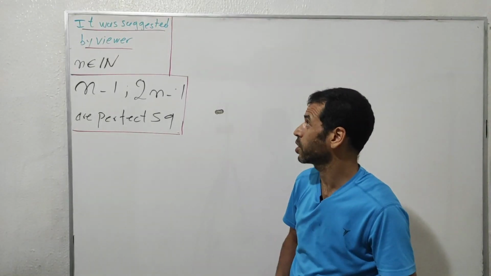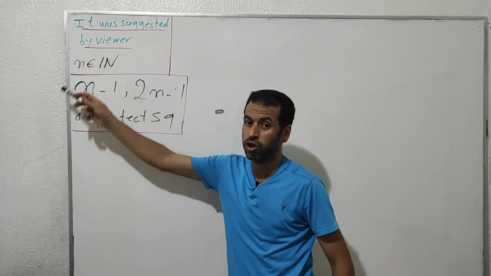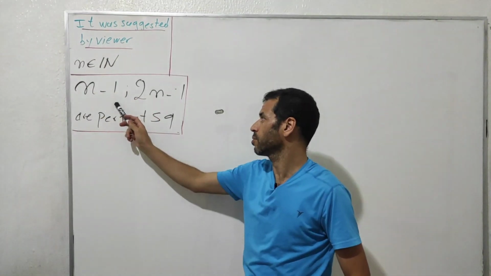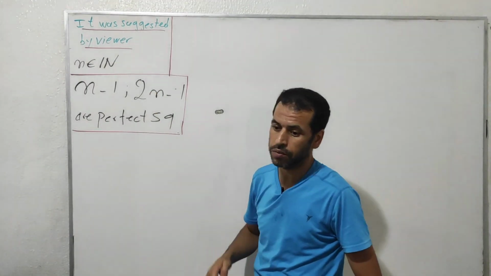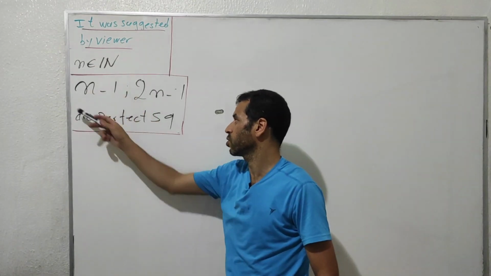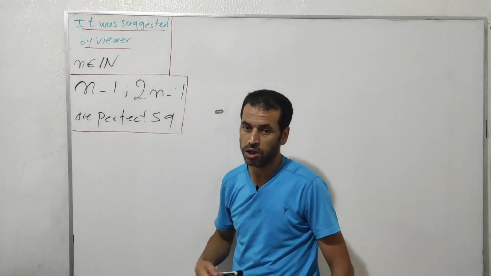Here is a nice problem that was suggested by a viewer. Here is the following information. We have n as a natural number. We have both conditions: n minus 1 and 2n minus 1 are perfect squares. The question is, we are going to determine the appropriate values of n in order to have both statements be perfect squares.